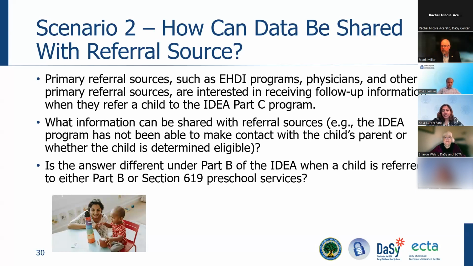Similarly, under 619, you may have Part C, with which you have a special relationship, so you have a transition agreement, hopefully that deals with that, but you may have other referral sources that send you information and you're evaluating a child and you can't share that information back. So what can you do? What can you share back with the primary referral source? And is it different under Part B than under Part C? The answer is that it's not different under Part B or under Part C.